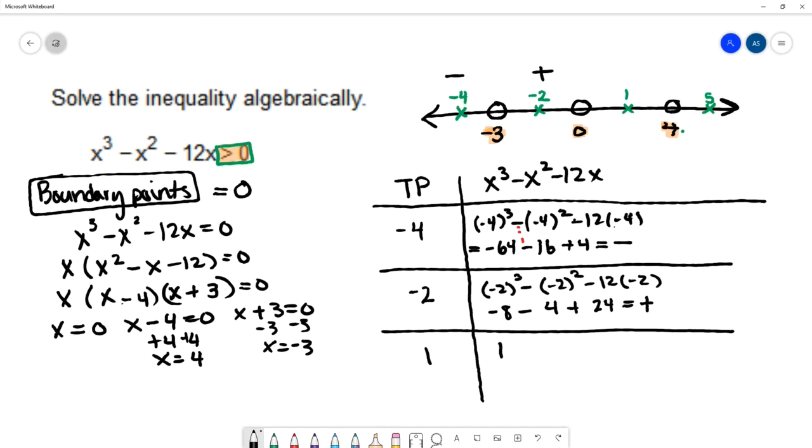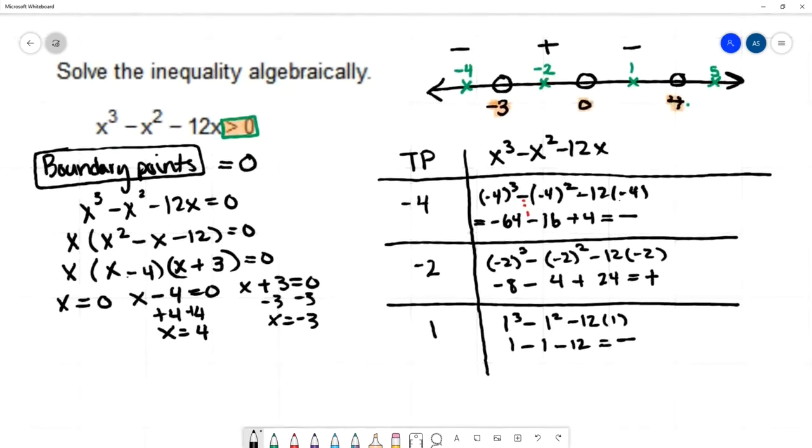Let's try the next test point, which is 1. 1 cubed minus 1 squared minus 12 times 1. It's 1 minus 1 minus 12, and I can see that that comes out to be negative. So that means that that interval is negative.